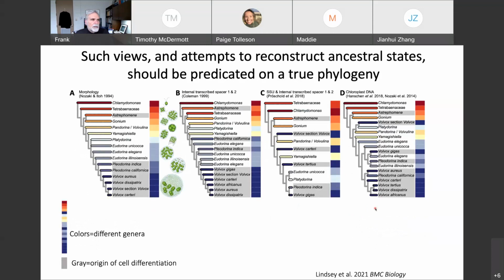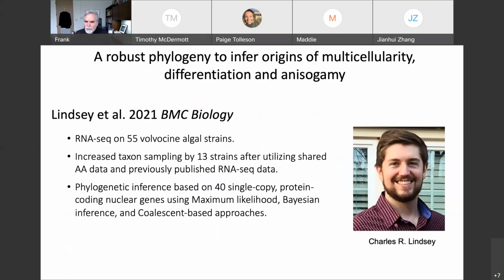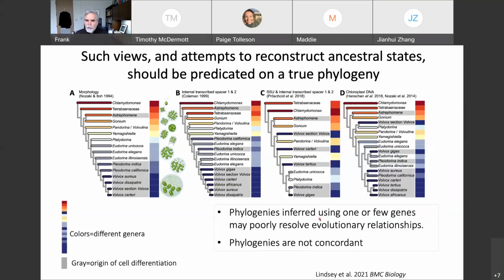Well, these views and attempts to reconstruct the ancestral states, including these 12 steps, should be predicated on a true phylogeny. But if you take stock of the phylogenies that have been produced to date, and here you have gray as the origin of cell differentiation, colors as being the different genera in these different analyses, what you see is a pretty mixed bag. First of all, this is purely on phylogeny. Here you have a couple of internal transcribed spacers, from the 18S ribosomal subunit. Here's chloroplast DNA. So the numbers of taxa are relatively few, and the number of genes even fewer. And perhaps it's not surprising that these phylogenies are not concordant.